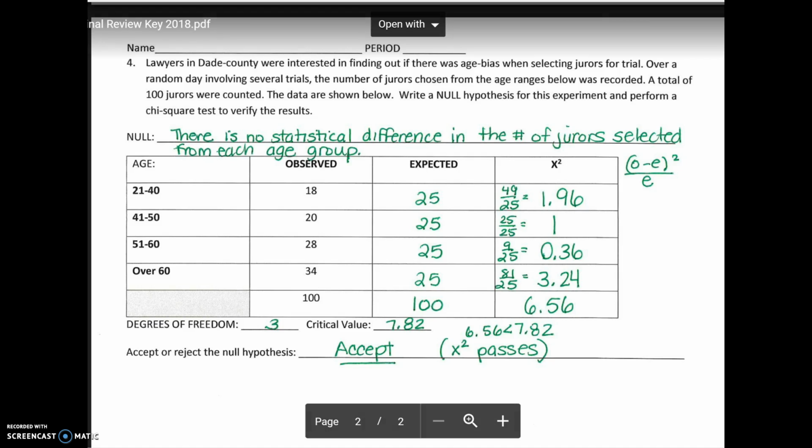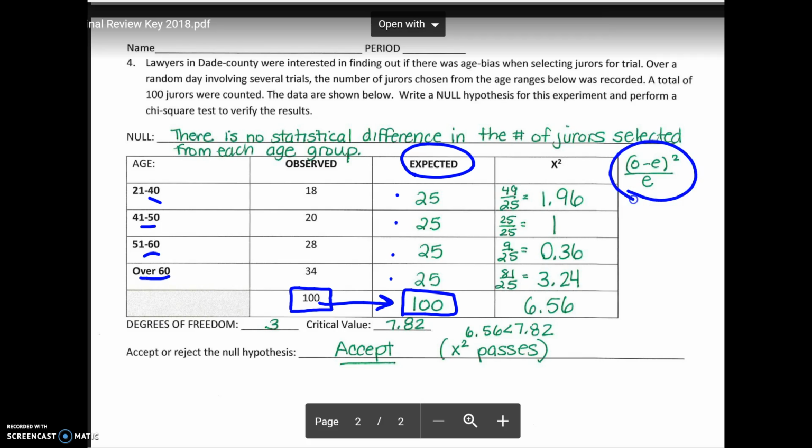Here they're giving you the observed. To get your expected, and I have a tutorial separate on chi-square, it needs to add to 100. So you take the 100 from your observed and divide it evenly among all your options. So you notice there's 4 options, 4 age groups. So 100 divided by 4 gives me 25. Notice how all my expected are the same in a chi-square test, in this type of chi-square test, I should say.